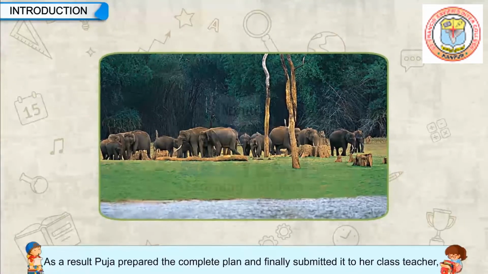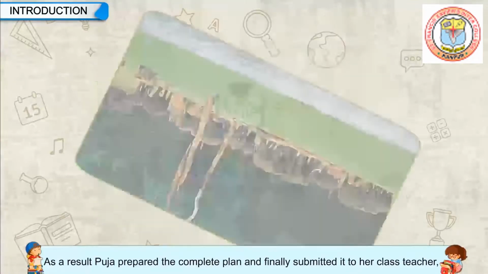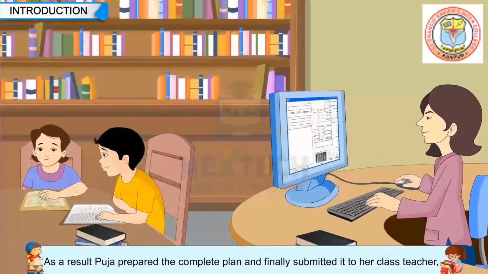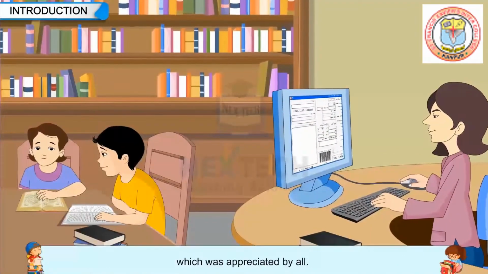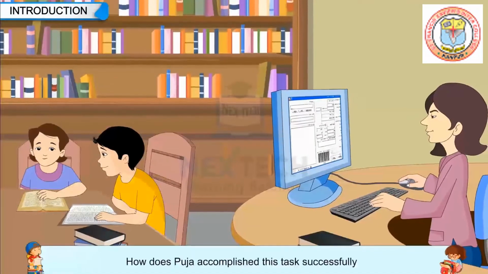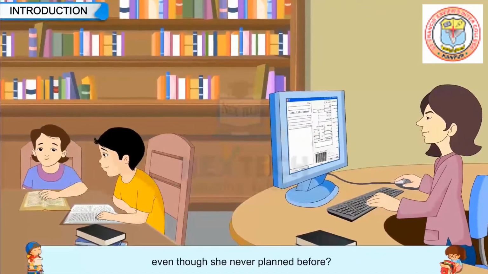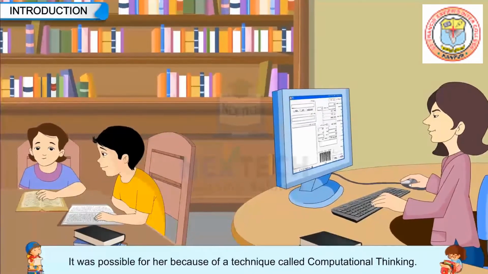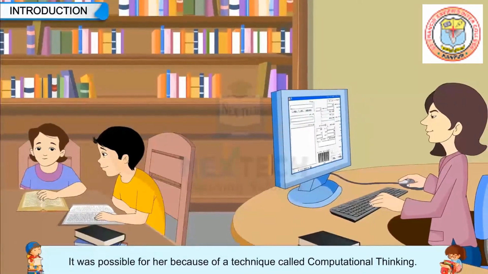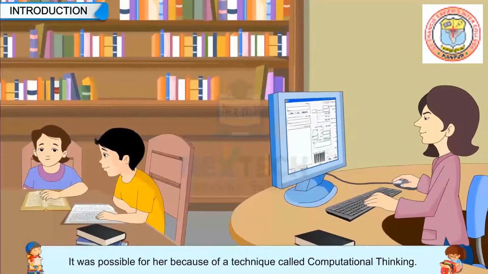As a result, Pooja prepared the complete plan and finally submitted it to her class teacher, which was appreciated by all. How did Pooja accomplish this task successfully, even though she never planned before? It was possible for her because of a technique called computational thinking.